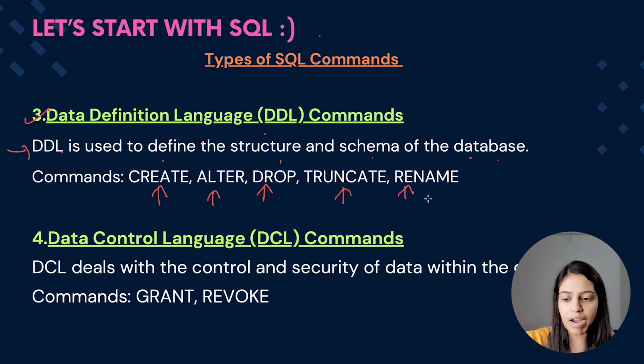So all these commands come into the DDL commands, which are indirectly or directly affecting the schema or the structure of the database. The fourth one is DCL commands, that is data control language commands. Now DCL deals with the control and security of data within the database. Commands are grant and revoke. So grant, we are granting some permission. Revoke, we are revoking some permission.